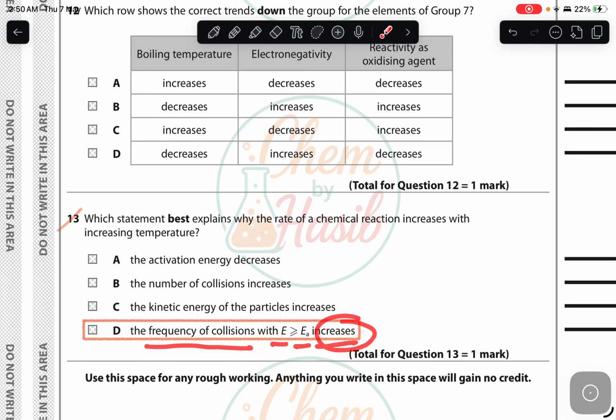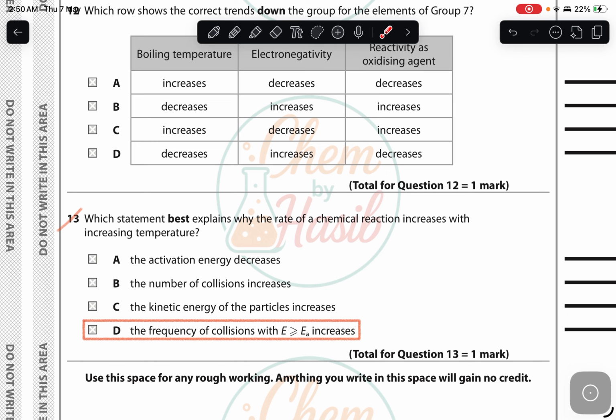Particles that have energy greater than or equal to activation energy collide more, because there is a greater fraction of molecules with energy greater than activation energy when you increase the temperature. So they are colliding more frequently with more energy. It's basically a combination of both B and C. So the answer should be D. So D explains best, right? That is why D should be the only answer.